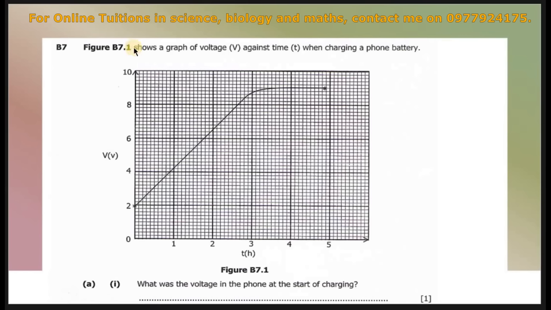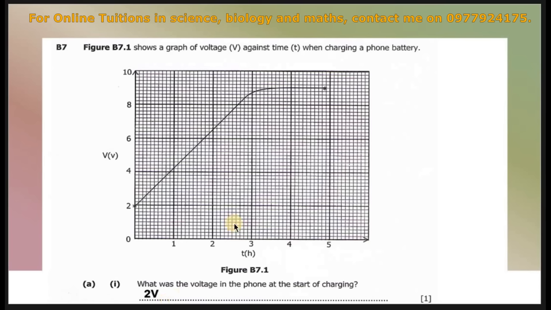Here, this is voltage in volts. This is time in hours. Then, A1, they're saying, what was the voltage in the phone at the start of charging? Okay, so this is the voltage, and this is time taken. So at the start, time was zero, so we go here. What voltage is there? 2. So the voltage there was 2. So we'll say 2 volt.